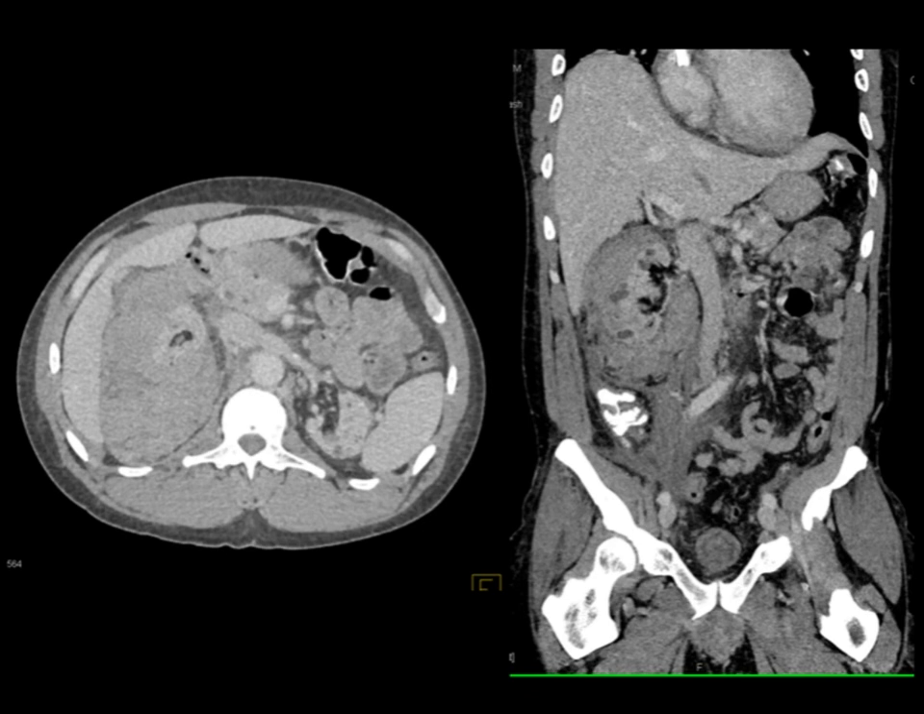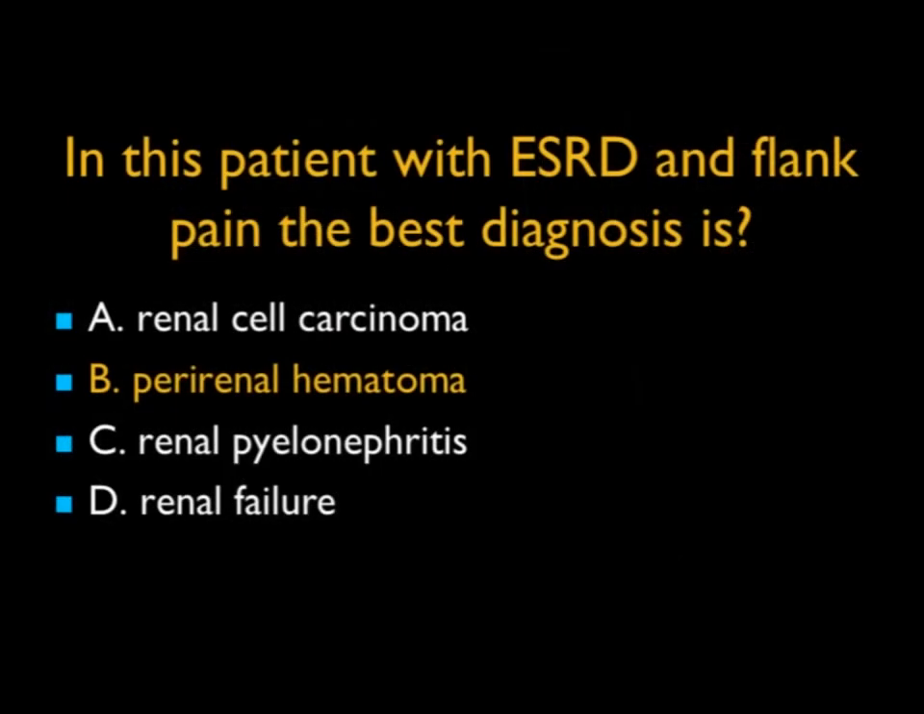This is not pyelonephritis, and it's not renal failure, though actually it is renal failure, but that would not explain the perirenal hematoma. So the main finding here is this perirenal hematoma, but I think the point I was trying to make, perhaps, when I chose the case, is end-stage renal disease can have a number of complications and increased incidence of small renal cell carcinomas, perhaps, but also spontaneous renal bleed. Spontaneous renal bleed, renal artery aneurysms and pseudoaneurysms, end-stage renal disease, renal cell carcinoma, and angiomyolipomas typically will make up the list.